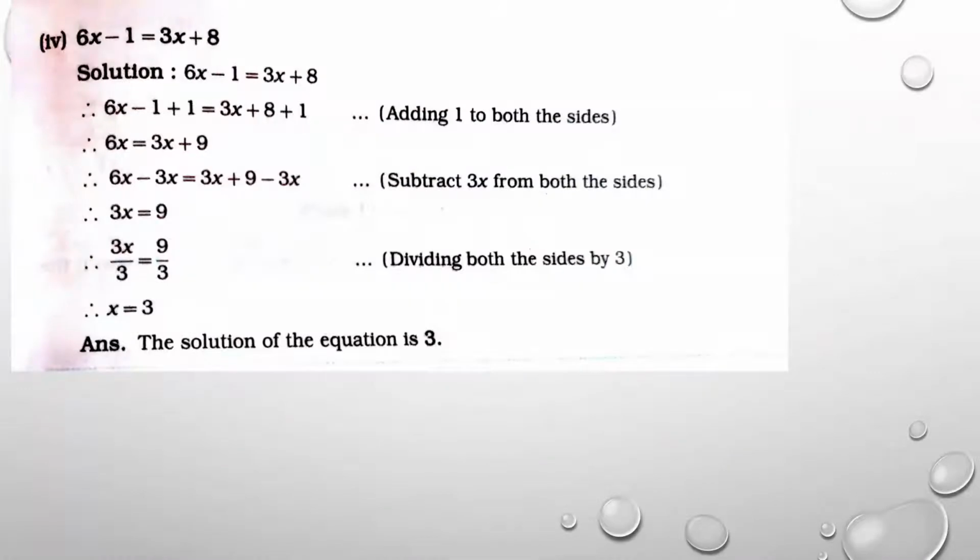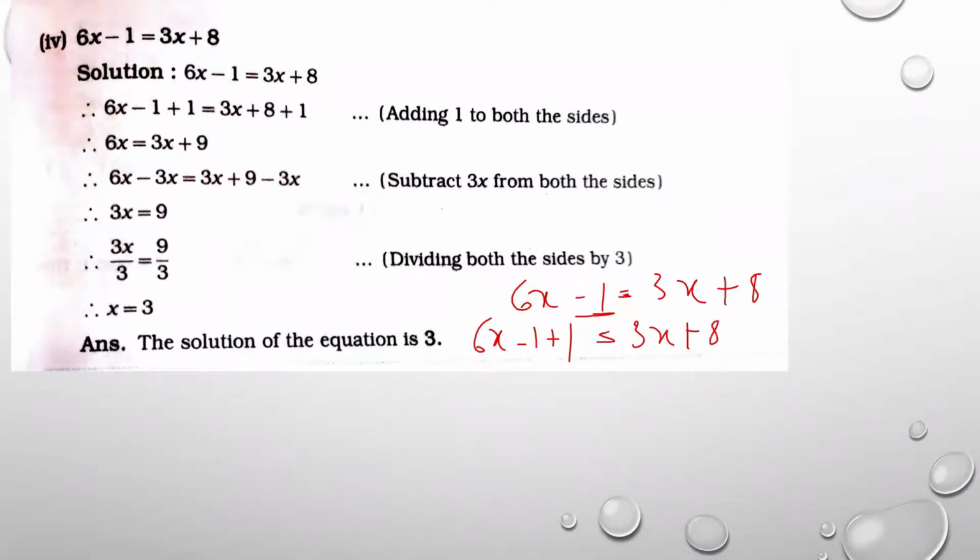Now let us solve the fourth sum. 6x minus 1 is equal to 3x plus 8. So you want to remove this minus 1. What will you do? On both the sides you will add 1. Is equal to 3x plus 8 plus 1. So minus 1 and plus 1 becomes 0.